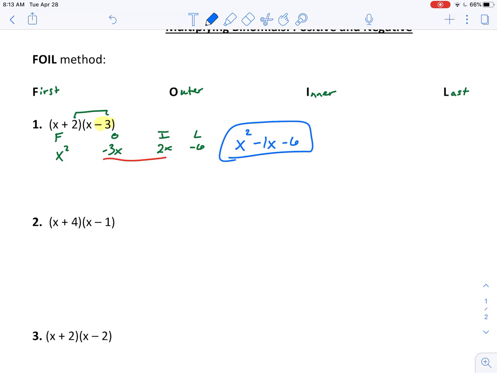So once I combine all my like terms, here are my like terms, negative 3x and positive 2x. X squared, negative 3 plus 2 is minus 1x minus 6. Alright, so I'd like you guys to pause the video, try this middle one here.